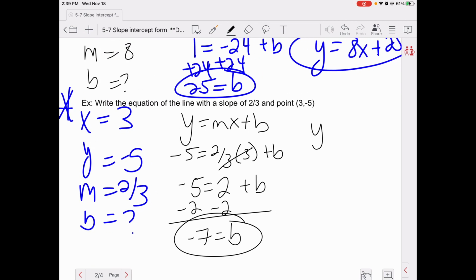And then I'm going to have y equals mx plus b again. So I'm going to get y equals 2/3 x minus 7.